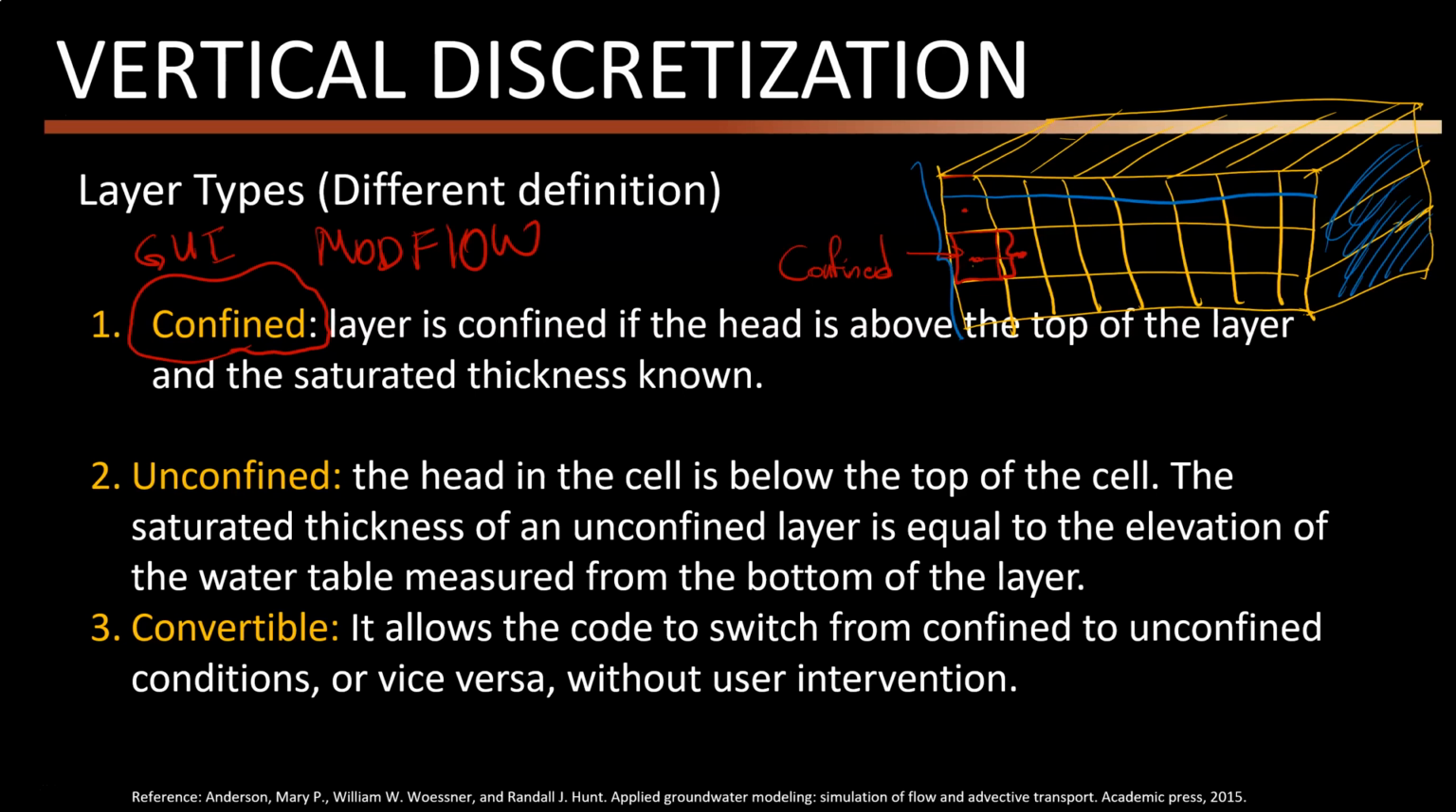But if the head is below the top of the layer, like what you see here, this is considered unconfined, and the system has to go and find the saturated thickness, and based upon that finds the flux information or the flow information, internal flow information, okay? So that is the main difference.